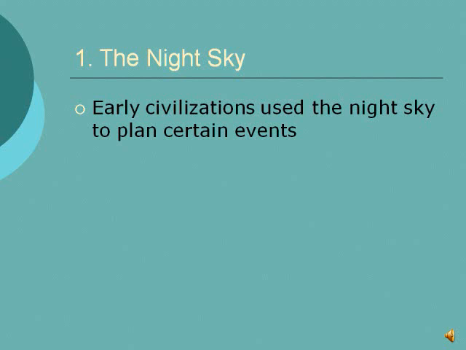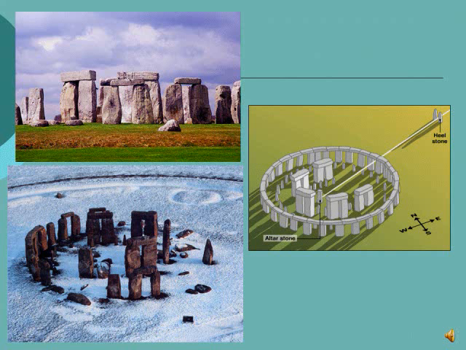The night sky. Early civilizations used the night sky to plan certain events. Here you can see we have Stonehenge. The pictures on the left are the ones of what we have left today. The picture on the right is just a drawing of what it looked like in its entirety. You can see on the right hand side of the picture that you have the hill stones, which is where the sunlight passed through and hit the altar stone.